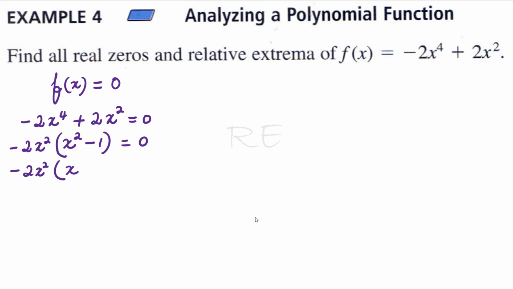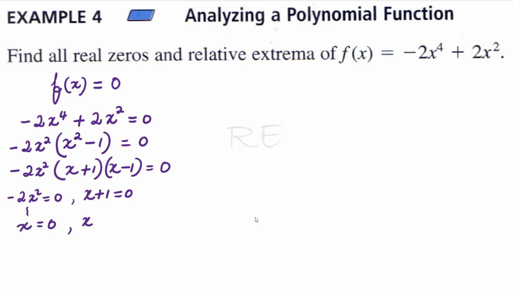When we factor everything out, we have -2x^2 times (x + 1) times (x - 1) = 0. Negative 2x squared equal to 0. We divide both sides by negative 2. We get x = 0. x + 1 = 0. Subtract 1 from both sides. We get x = -1.